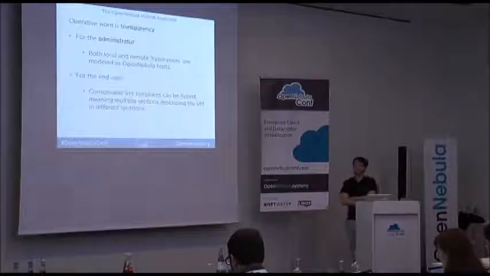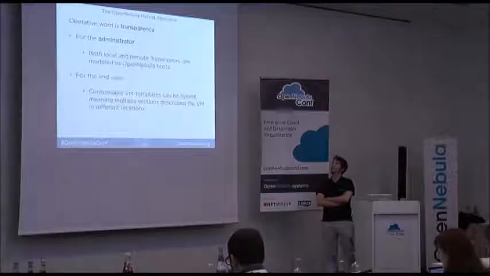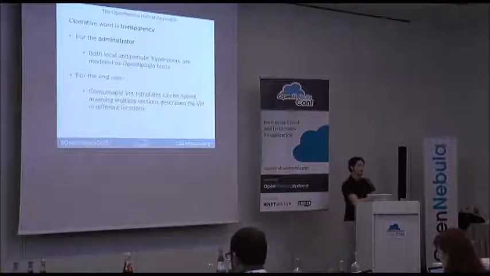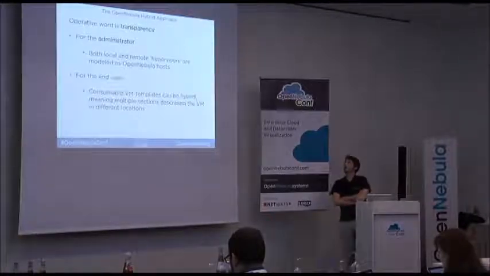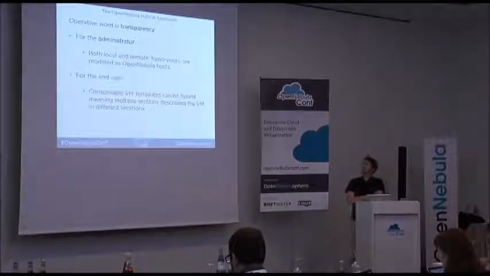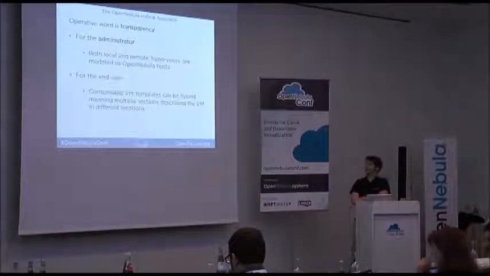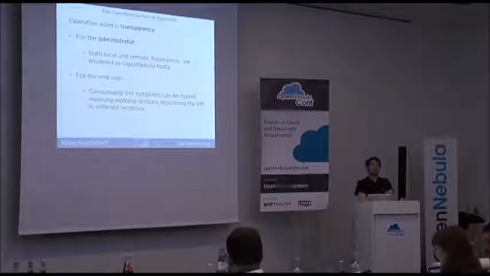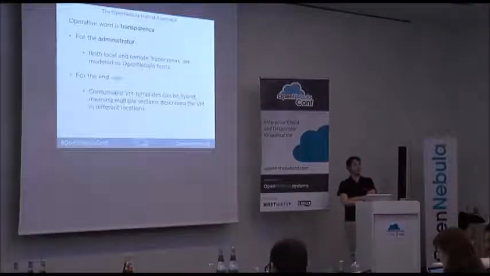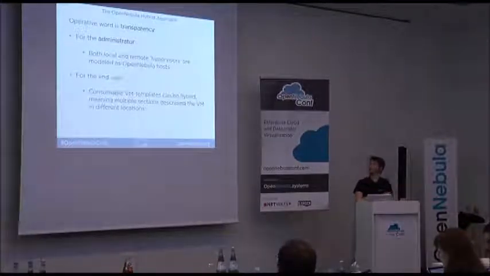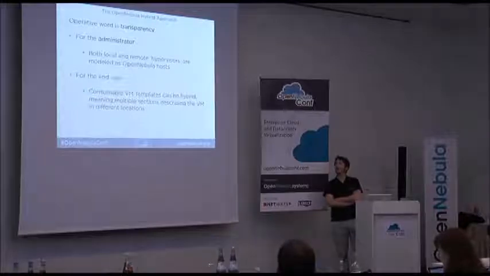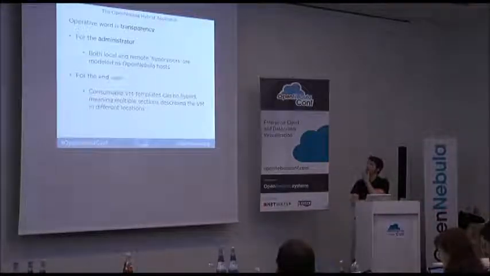The hybrid approach in OpenNebula is quite unique, I think. We focus on transparency from two perspectives, for the administrator of the cloud and also for the end user. What does it mean for the administrator to be able to manage public clouds transparently? Well, for OpenNebula, a public cloud is modeled as an OpenNebula host. So as with a local hypervisor, if you do a one host list, you'll see your local hypervisors, your local nodes, and also any public cloud that you have defined in your OpenNebula system.